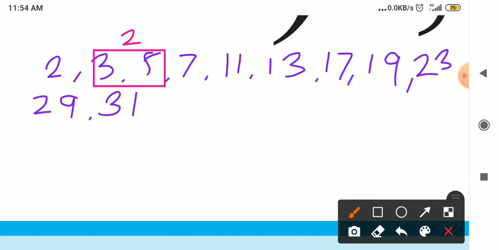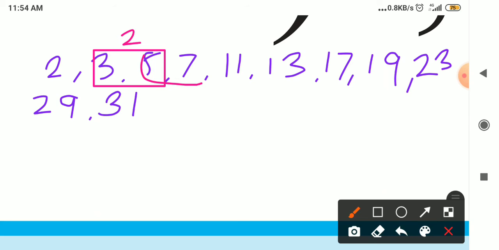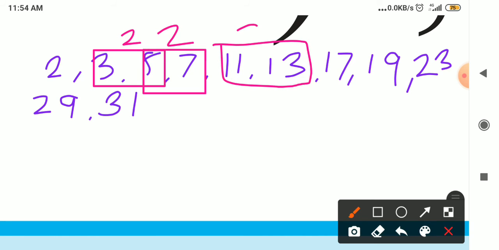Now 5 and 3, what is the difference between them? The difference is 2. Next, 5 and 7, the difference is also 2. Next, 7 and 11: 8, 9, 10, 11, a difference of 4. Next we have to choose the numbers which have the difference 2. So 13 minus 11, how much? 2. 17 and 13, how much difference is there? 4. So don't take that pair.